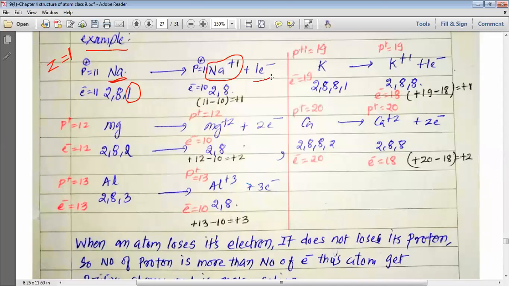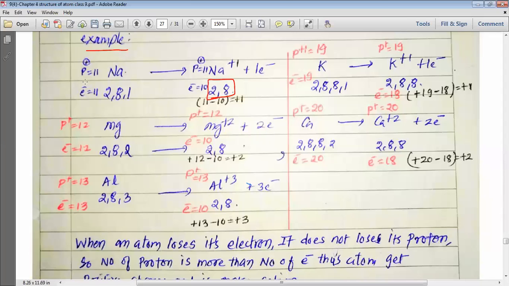When sodium loses its one electron, you can see that one electron is being lost by sodium. This one electron comes out from the sodium. This is the electron I am talking about, which comes out from the sodium. And that is why the new electronic configuration of our sodium plus 1 ion is 2, 8.